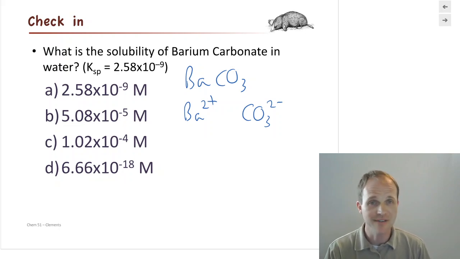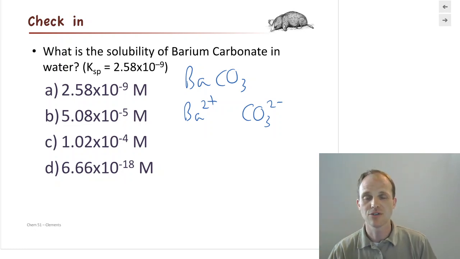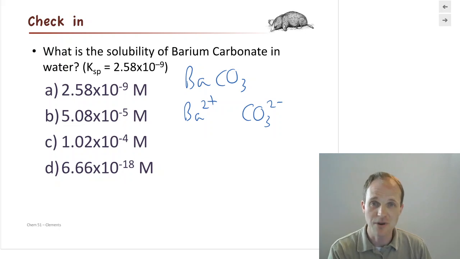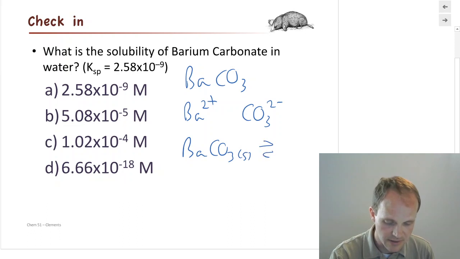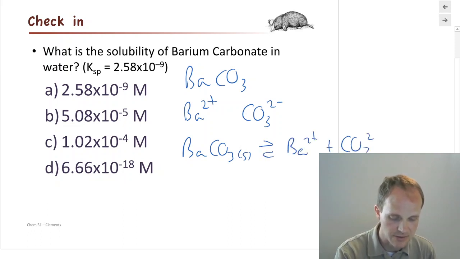So be aware that I trick you on purpose, and I'm telling you that I trick you on purpose. When you've got that name there, you really have to make sure you're writing down the correct ionic formula, not just saying, oh, I've got barium, done. You have to make sure your charges balance out. So we've got BaCO3 solid going to Ba2+ and CO3 2-.